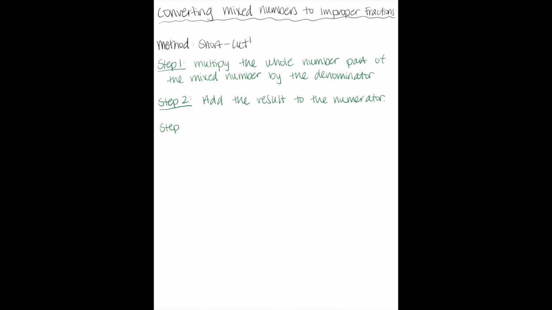Those first two steps are the main part of converting mixed numbers to improper fractions. For step 3, the result of step 2 is going to be the numerator of our improper fraction, and the initial denominator of our fraction will just carry through. I know that this might be a little bit confusing, but we're going to go through a few examples to really clear this up and help us understand this.